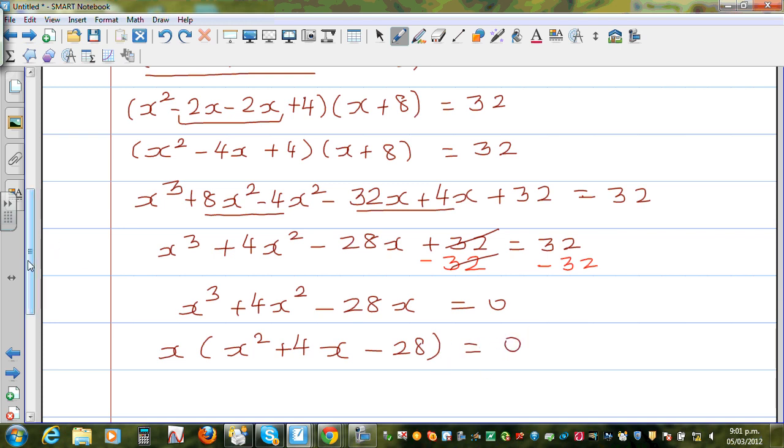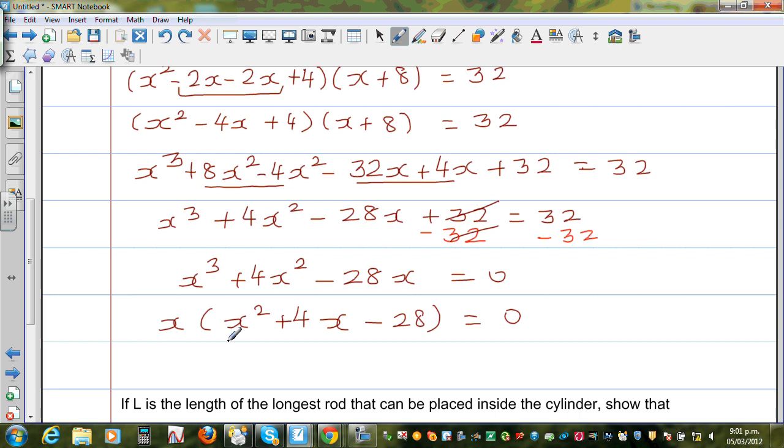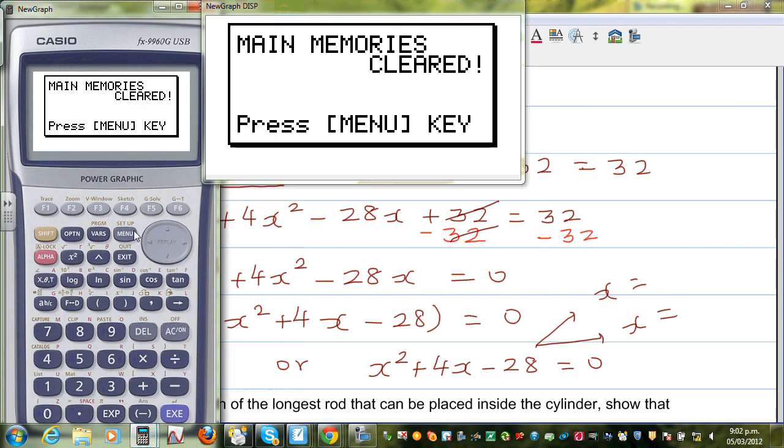You have to find the value of x. So x is equal to 0, or x squared plus 4x minus 28 is equal to 0. Now this cannot be factorized. You can't find two factors of 28 which give you 4. So you can use the quadratic formula, but to save time, I'm going to use the calculator to figure out the two values of x. I can also do this graphically, but we are going to use the calculator.